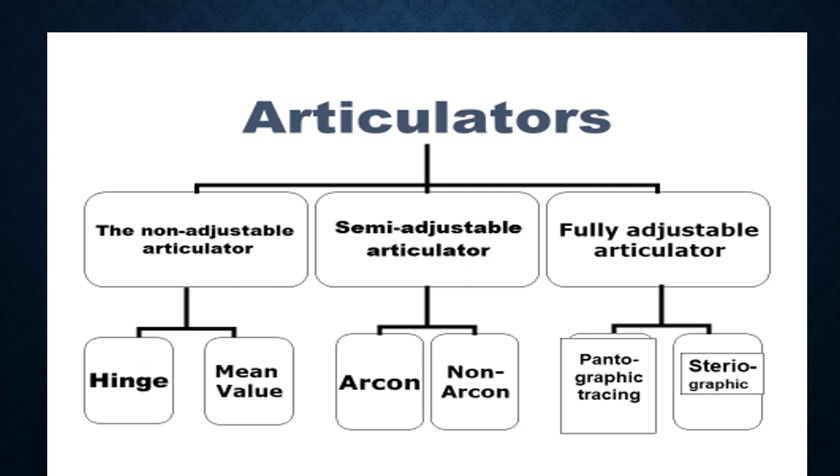There are many classifications of articulators, but I pick for you this classification, which says that articulators could be classified into the non-adjustable articulator, the semi-adjustable articulator, and the fully adjustable articulator. The non-adjustable one could be a hinge and a mean value, the semi-adjustable could be the arcon and the non-arcon, and the fully adjustable could be one with a pantographic tracing and the other with the stereographic, and we are going to explain each classification later on in this lecture.